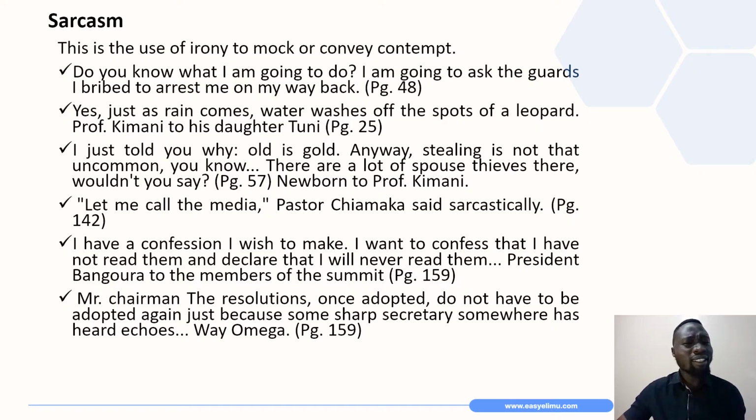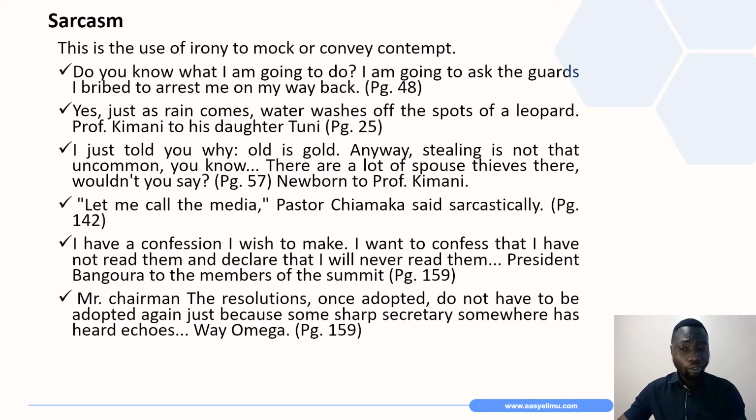Then: As rain comes, water washes off the spots of leopard. So this is Professor Kimani's conversation with his daughter Tuni. So we also have: I just told you why all is gold. Anyway, stealing is not that uncommon. You know, there is a lot of spouse thieves there, wouldn't you say? So this is again a conversation between Newborn Walomo and Professor Kimani. This is when Professor Kimani confronts him in his office. So there is some sense of humor or some aspect of irony in that statement.